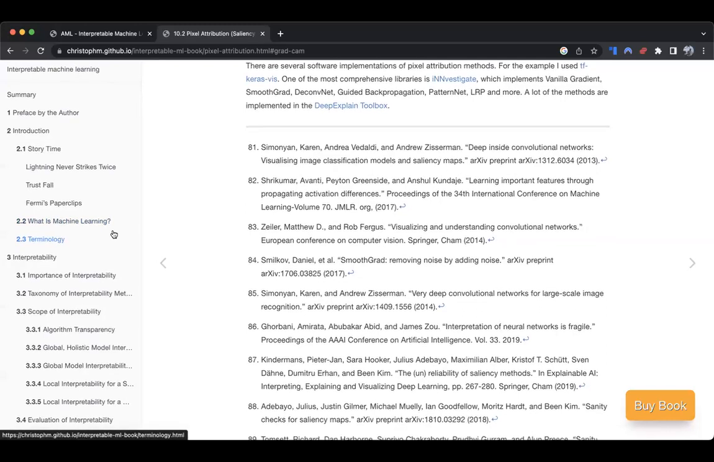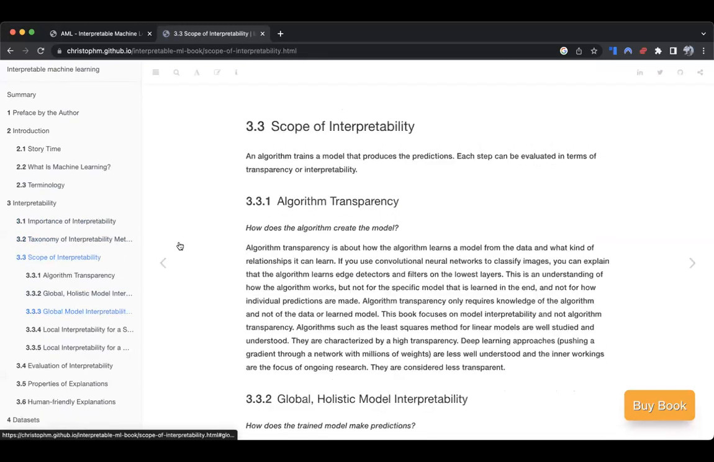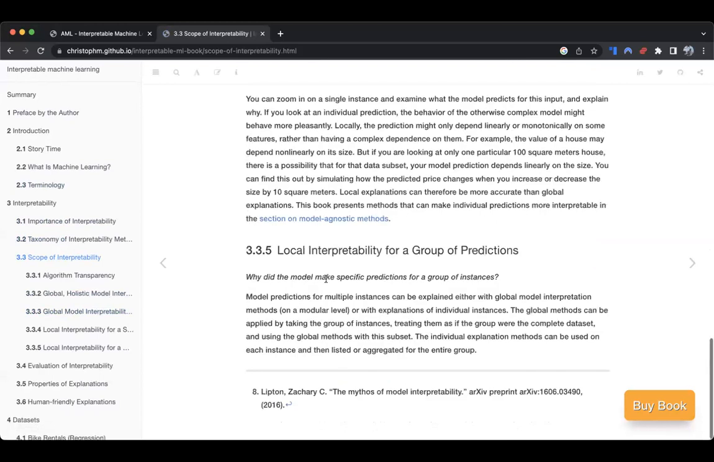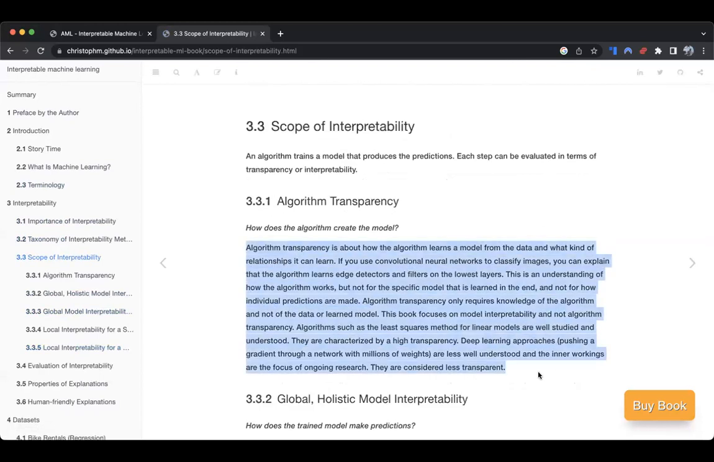Yeah. So here, if we go back to this book and look at this concept of scope of interpretability, you will find a lot of extensive explanations, and this will help you understand it even deeper. But overall, there are, as we said, 5 scopes of interpretability. The first one is algorithm transparency. And this one is completely unrealistic, mainly because it tells the information of how the algorithm creates the model, right?